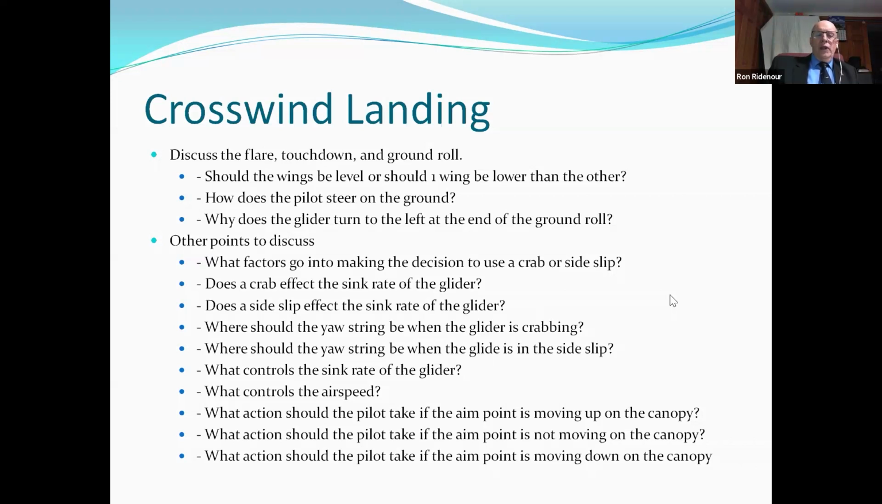What action should the pilot take if the aiming point is moving up in the canopy? That means you're getting low, because the aiming point is moving up. If the aiming point is not moving on the canopy, how do you want to look at that? Or if the point is moving down in the canopy, that usually means that you're getting too high, because you're coming in over the top of the aiming point. So you need to use more dive brakes in that case.